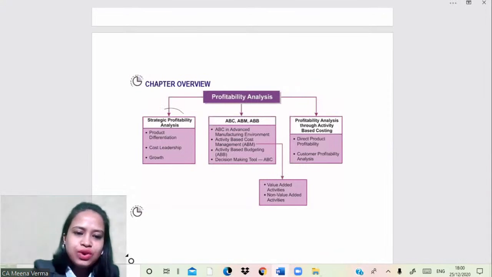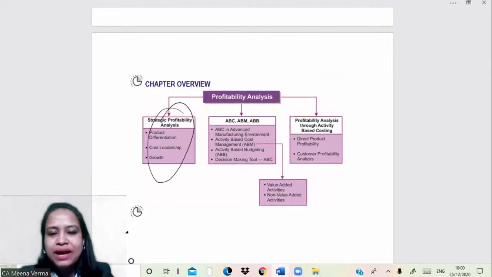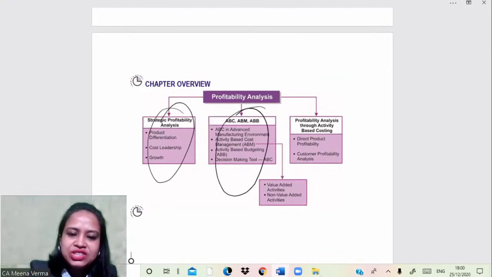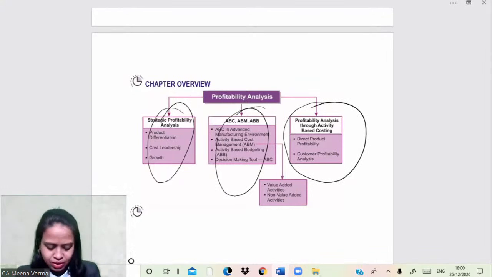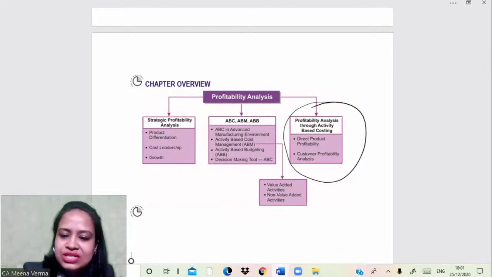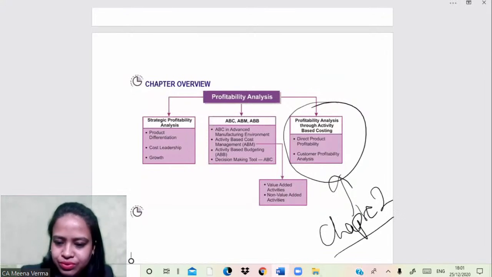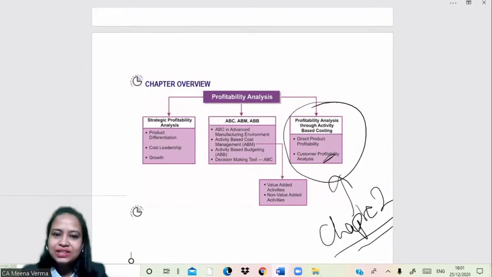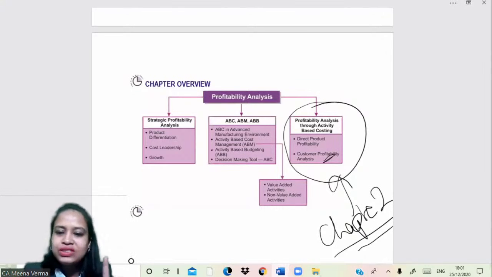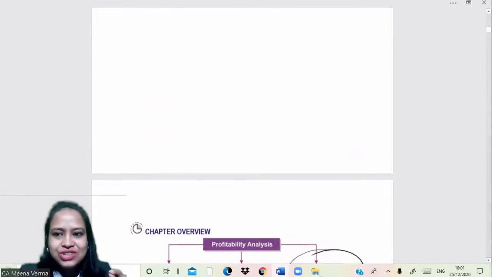You can see here: strategic profitability analysis, activity based costing, activity based management, activity based budgeting, and profitability analysis through activity based costing. This topic, customer profitability analysis, is related to chapter 2, so I will start this chapter with this topic. I want to relate this chapter with chapter 2.